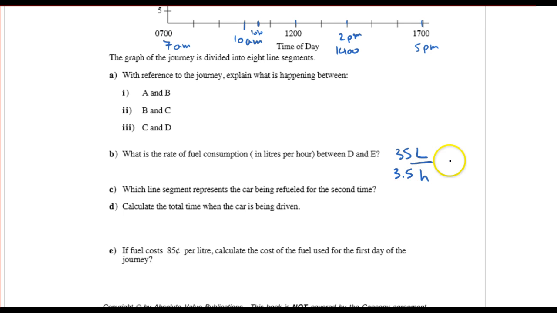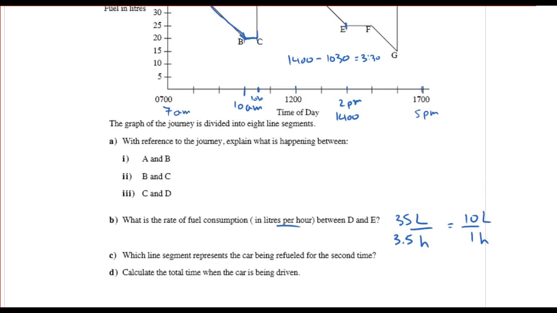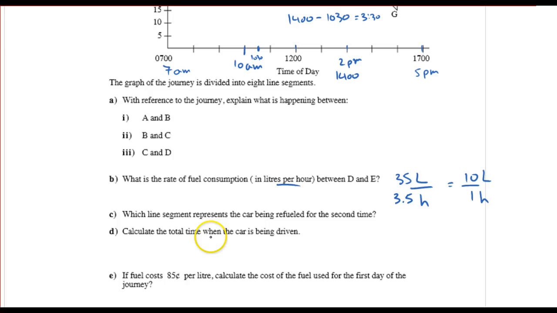If I wanted to get that per hour, which is what they want, I need to divide both top and bottom by 3.5. So 35 divided by 3.5 is obviously 10 liters per 1 hour. That's not bad. Every hour they lose about 10 liters. Which line segment represents the car being refueled for the second time?